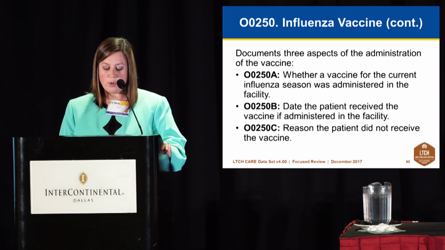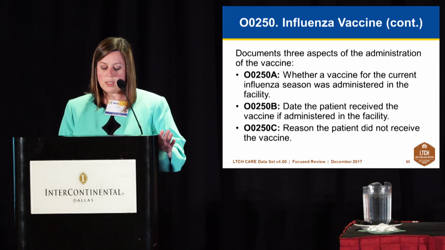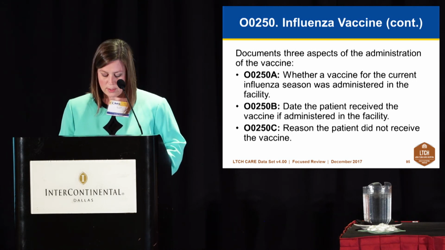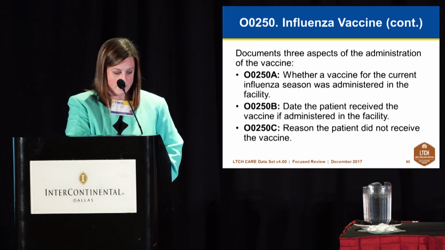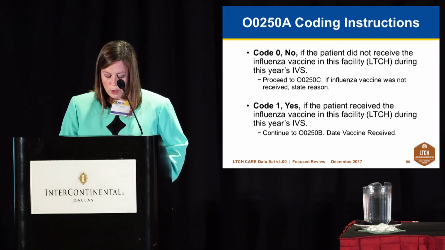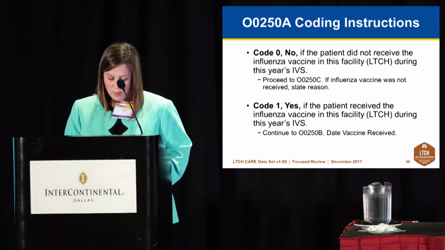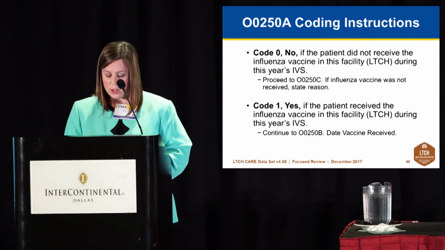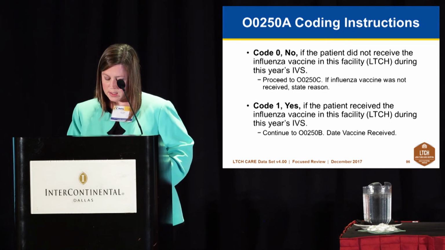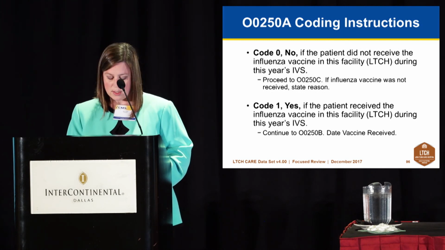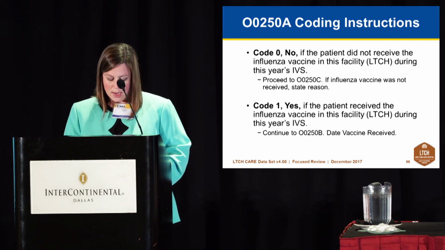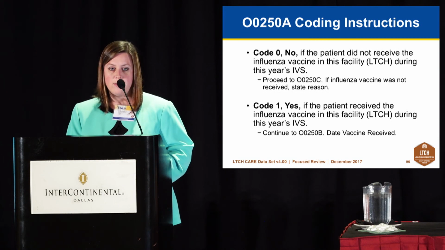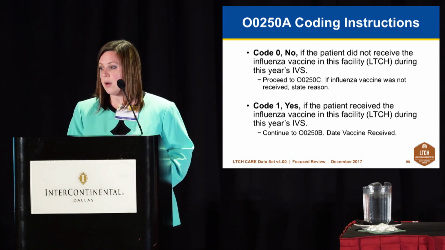And O0250C gives the reason the patient did not receive the vaccination if it was not received in the facility. So to code O0250A, we have several options. Code 0, no, if the patient did not receive the influenza vaccine in the facility during this year's influenza vaccination season. And then if that was the case, you would proceed to O0250C to give the reason that it was not received.